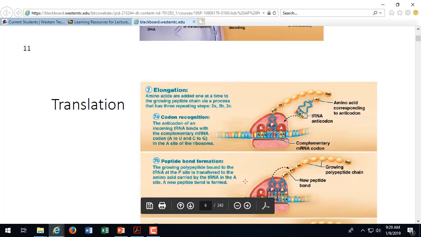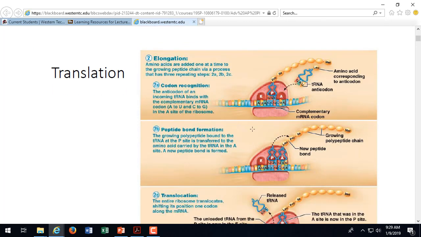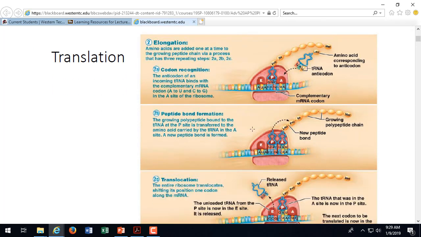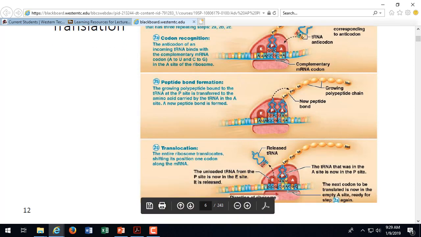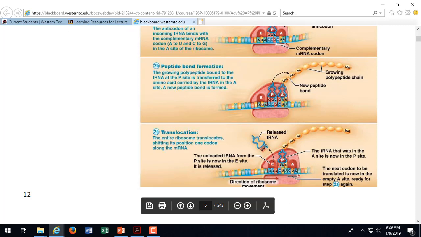So then we look at elongation. What happens in the E site? Do you remember what they said in the video? What happens in the E site? Yeah, the transfer RNA is released from the messenger RNA in the E site. So it binds to the P site, is released in the E site. Think of it as the exit site. That's where the transfer RNA is released.